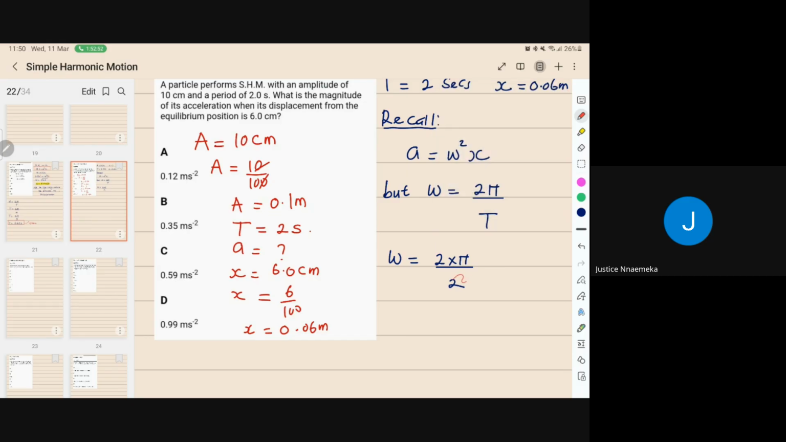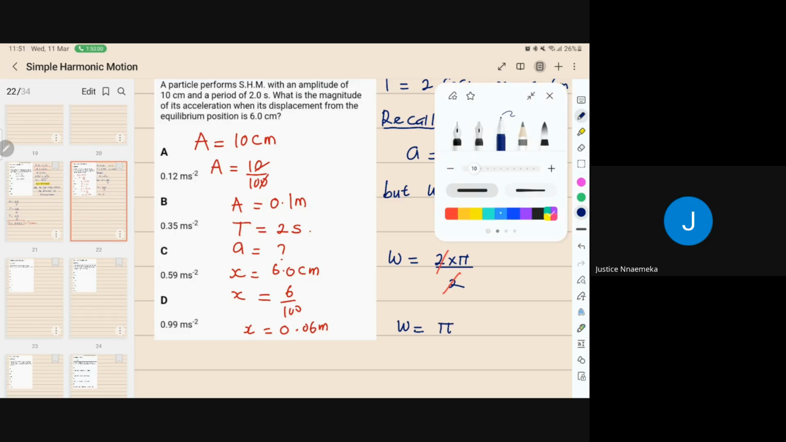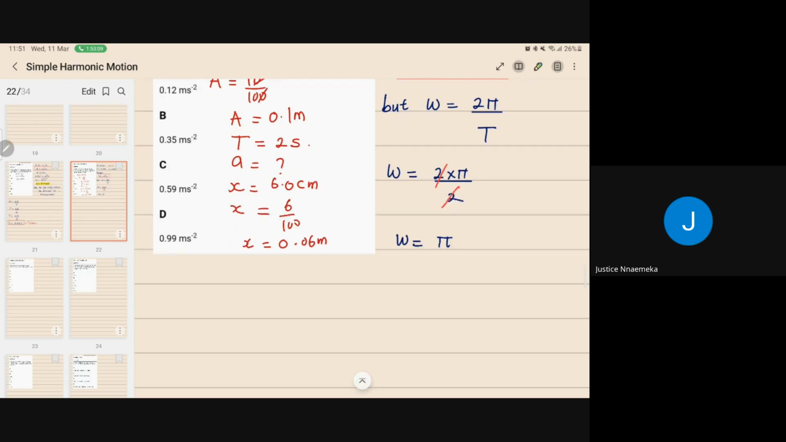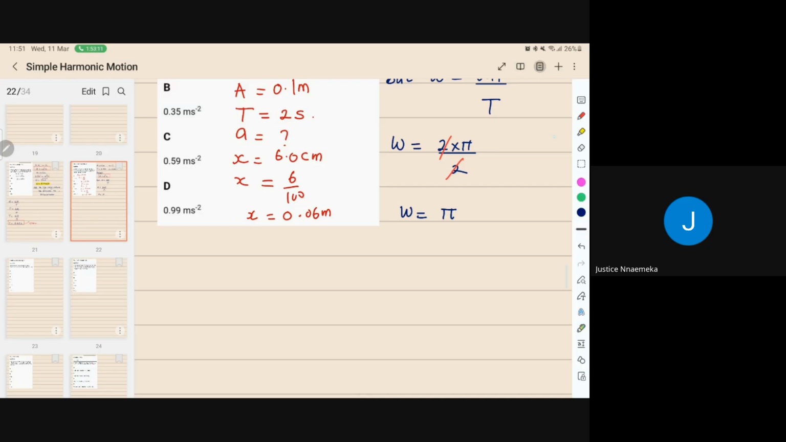This is omega, please. It is equal to π. So we're going to go ahead and plug this very value in so we can get our acceleration. Because the only thing linking acceleration and displacement is this formula. Always remember this.